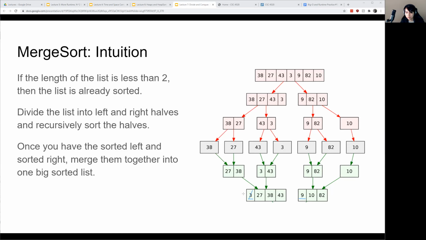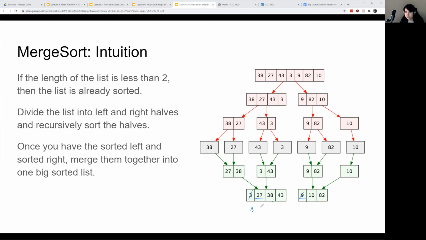Right, 3 goes down first, which means we bring down the 3 as our first element, and we go from considering 3 to considering 27, all right? Now we compare 27 to 9. Which of these two are the smallest? The 9 goes next, right?